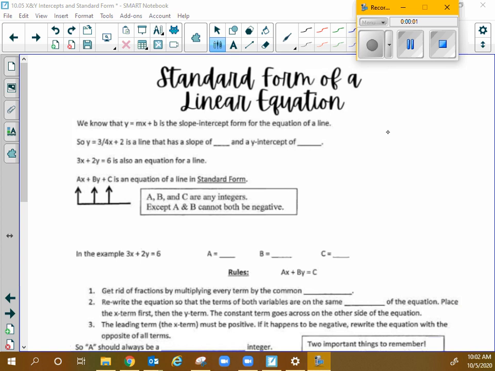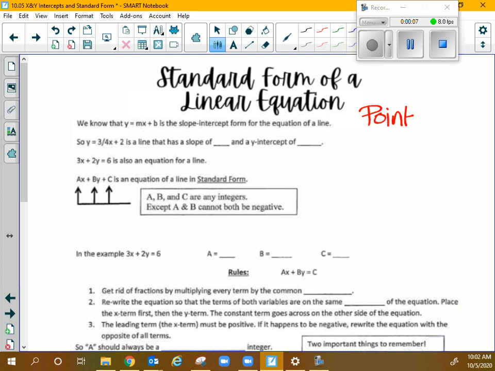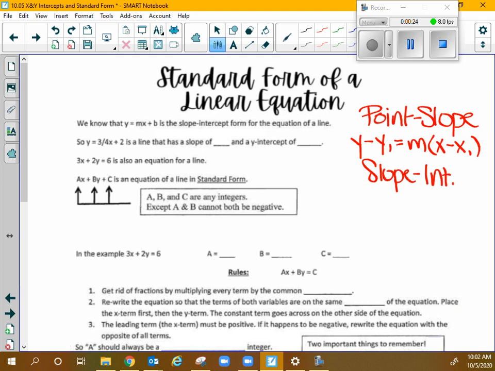Standard form. Last week we talked about point slope form, right? Which is y minus y1 equals m times x minus x1. What's another form? Slope intercept. Y equals mx plus b. And our last form of linear is standard. It is ax plus by equals c.